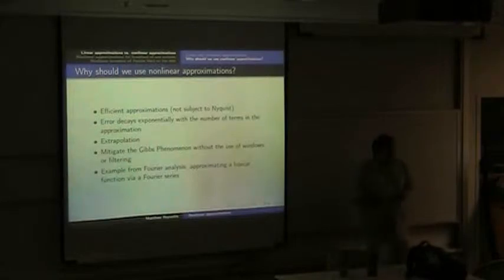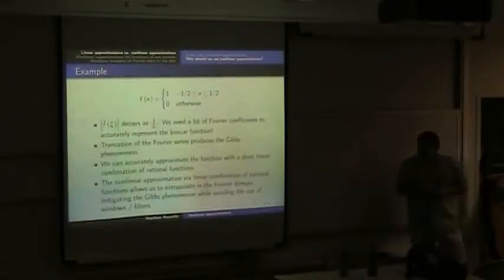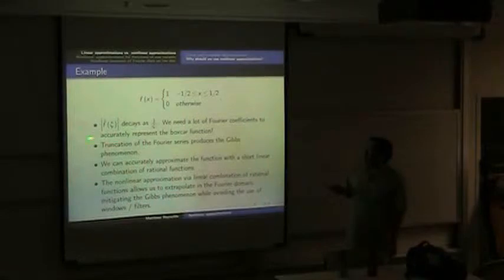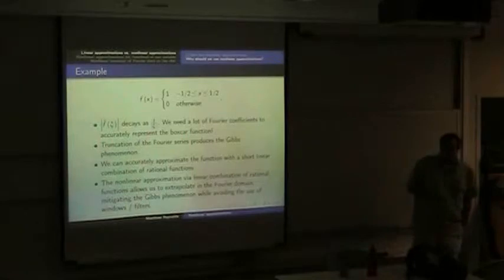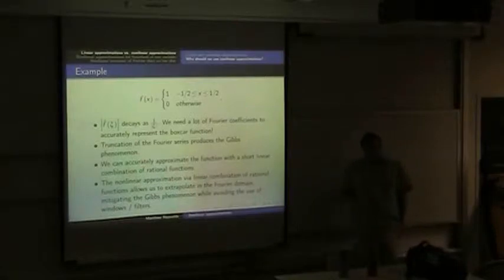So actually this is what this example is about. Here we just have a nice basic boxcar function, and you take the Fourier transform and it decays as 1 over c. And the bottom line is, this isn't band limited, right? So if you want to approximate this with a Fourier series, you need a lot of basis functions. I mean, that pretty much makes sense.